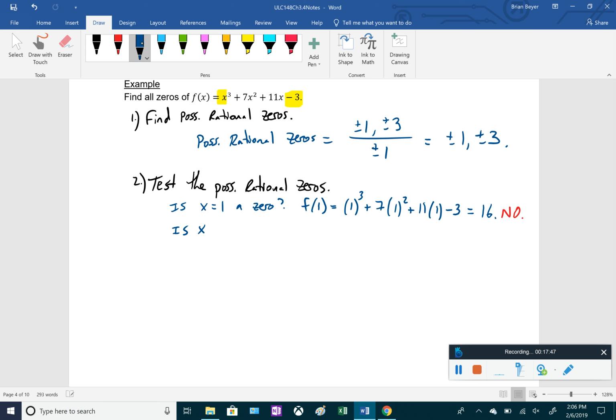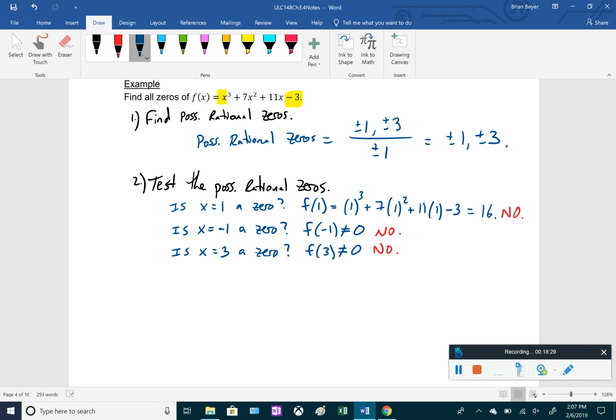Next, I will test: is x equals -1 a 0? So plug it in, f of -1. I'm not going to actually evaluate it, just for time's sake, you can check it. This does not equal 0, it's going to equal something else. So I'm just going to say no, it does not. Next is x equals 3 a 0? So you can see how it kind of gets annoying if you have to try all of them. F of 3. If we plug this in, we don't get 0 again. So this is going to be no.